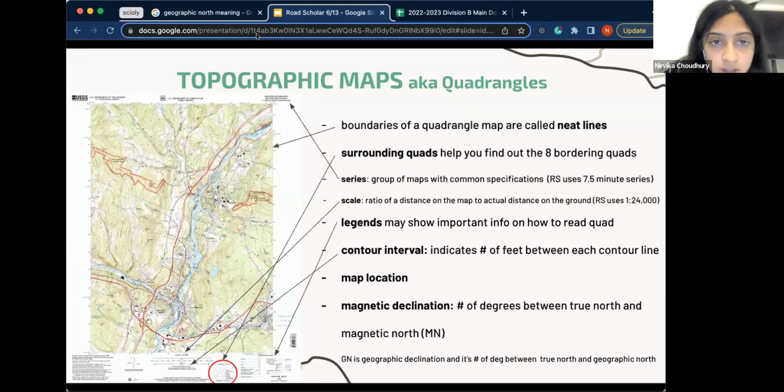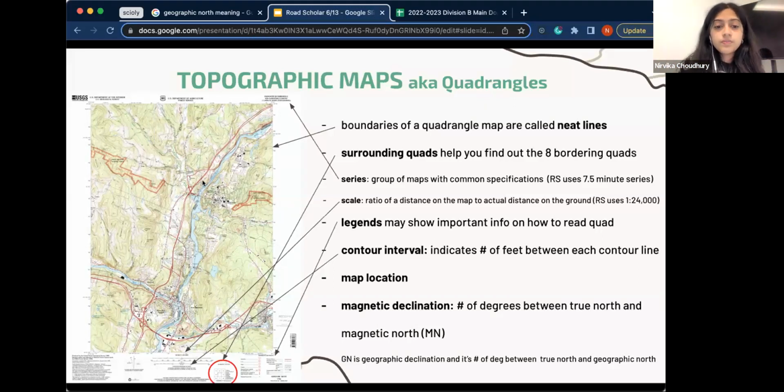So if you look really closely, you see a thick brown line, and then thin brown lines next to it. The thick brown line is the index contour line. They show up every fifth contour line, and then the thin brown lines are just normal contour lines every 20 feet, as indicated by your contour interval at the bottom middle. It says contour interval is 20 feet, which means that between each contour line, there'll be a 20 feet difference.